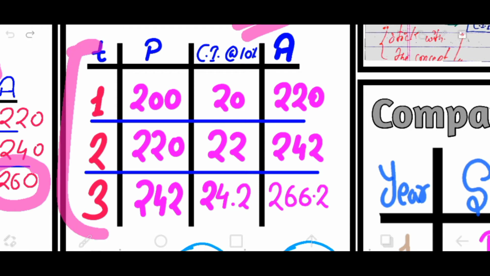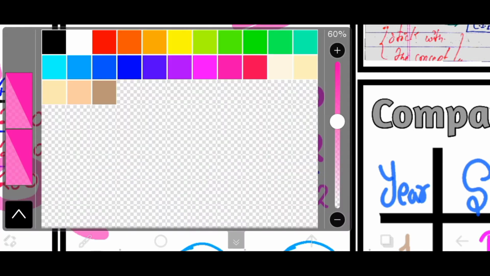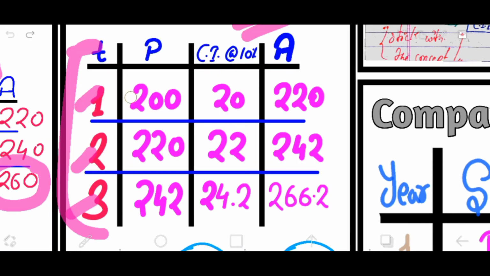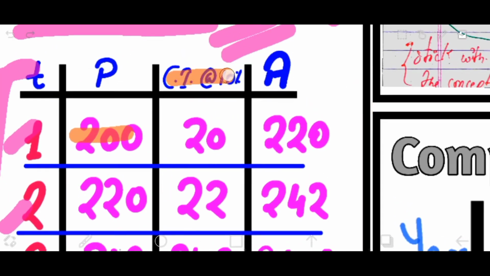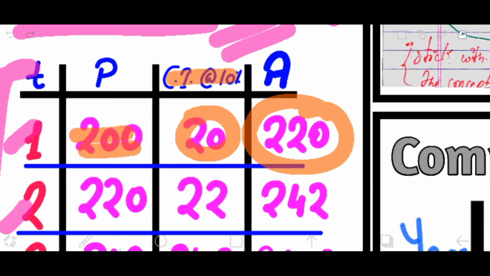In this tabular format, I have described it for the first year, second year, third year. So let's start with the first year. For the first year, we have the principal amount as 200, the base amount. And here we have stated that, for this particular table, SI is calculated for 10% base. So principal 200, 10% of it becomes 20. Hence the amount becomes 220.